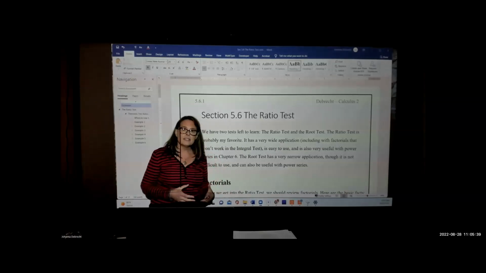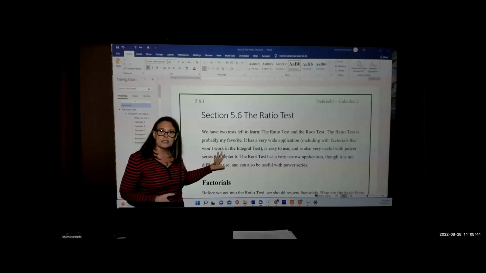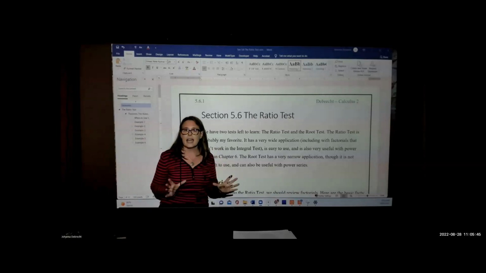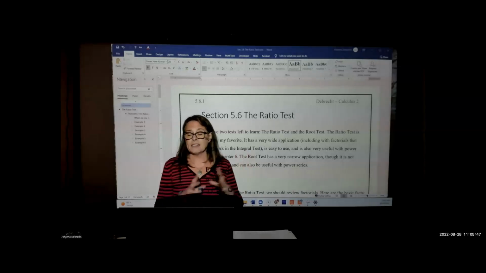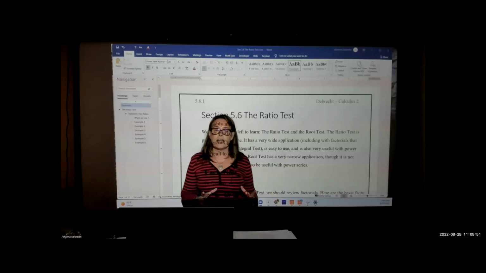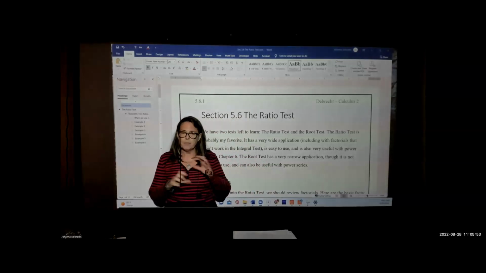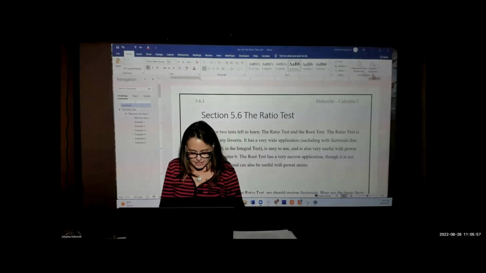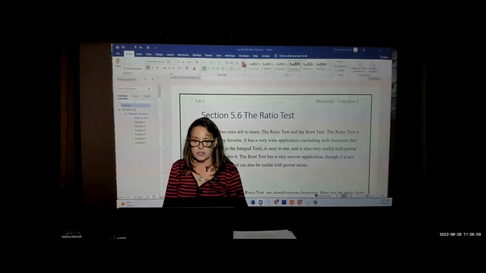So we're going to go ahead and start today with the ratio test first, and then in the next video we'll study the root test, which is actually a super simple test. It's one of the easiest ones after the divergence test, but it only applies in a narrow set of places. So let's go ahead and get started with the ratio test.